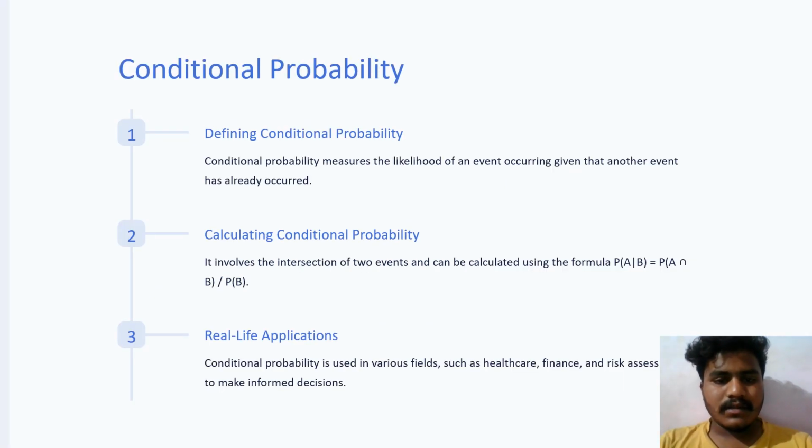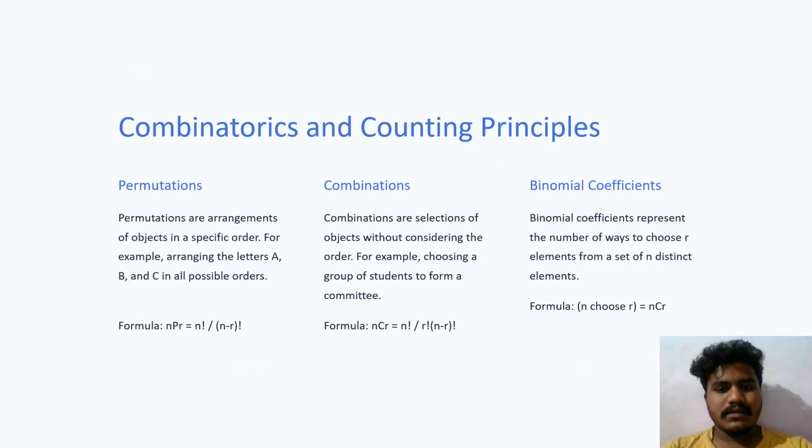Conditional probability. Define conditional probability. Conditional probability measures the likelihood of an event occurring given that another event has already occurred. Calculating conditional probabilities involves the intersection of two events and can be calculated using formulas. Real-life applications: conditional probabilities are used in various fields such as healthcare, finance, and risk assessment.